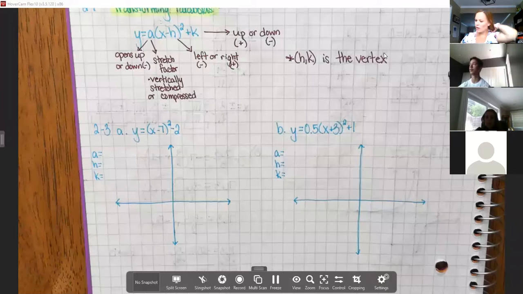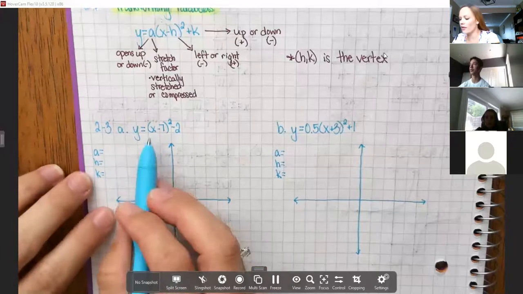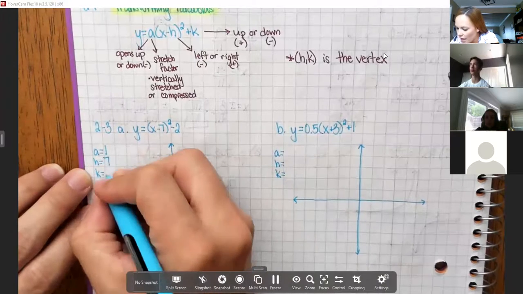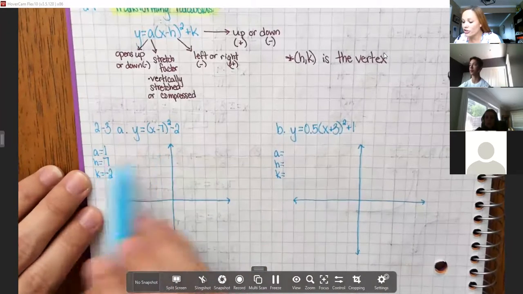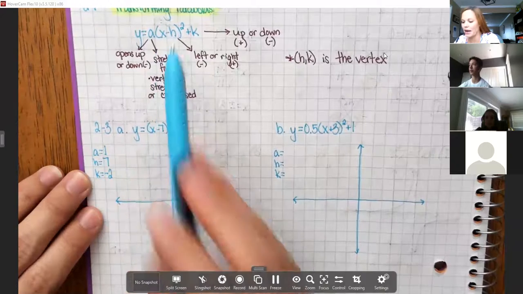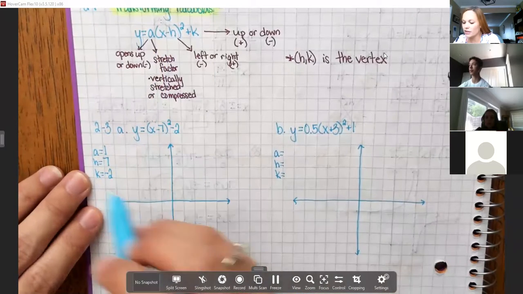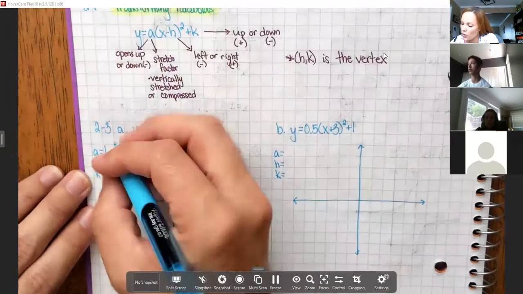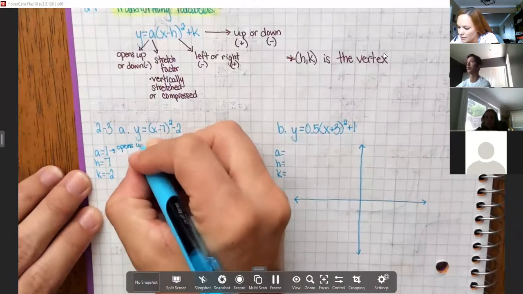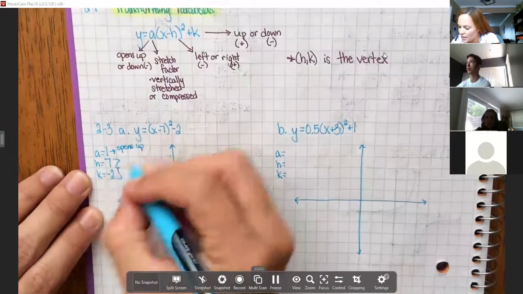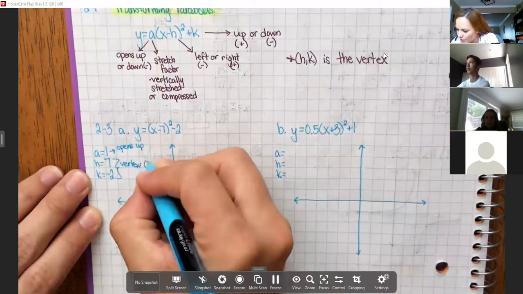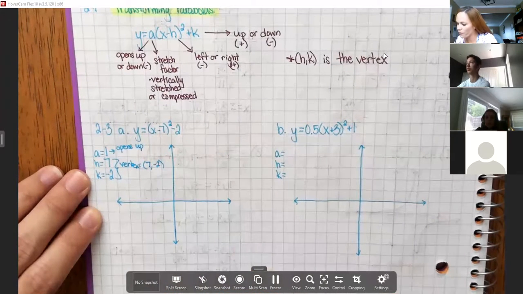Okay, so hopefully you were able to identify on this first one, A is 1, H is 7, and K is -2. So H is positive 7, even though it has a -7 in here, because the equation is x minus H. So this tells us a couple of things. A being 1 tells us it opens up because it's positive. And then HK together give us our vertex, which is the point 7, -2.